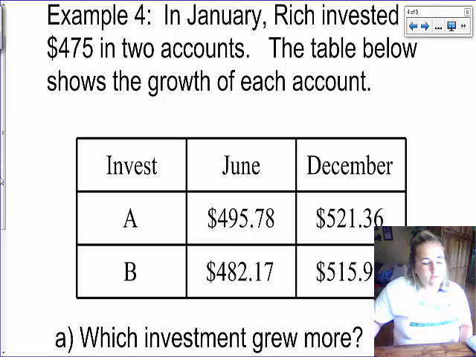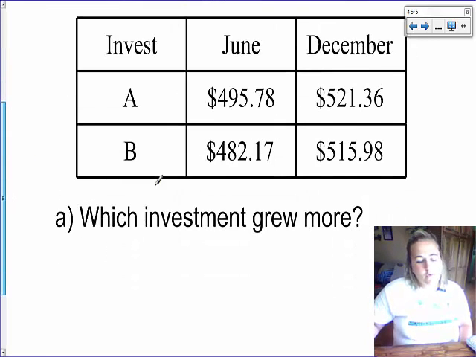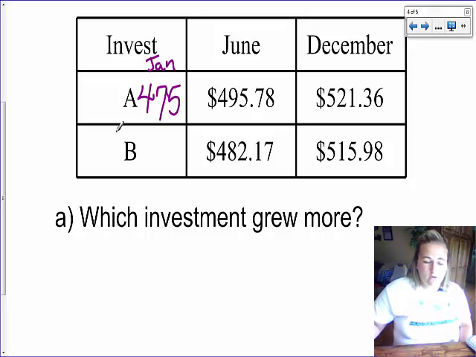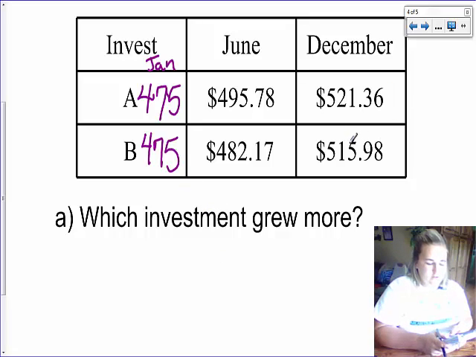So the first question is, which investment grew more? Well, he put the same amount into both accounts, okay? He started over here in January, and he put in $475 into account A, and he put $475 into account B. So which one grew more is pretty obvious. It's going to be the one with the largest number at the end, and in the end the largest number is with investment A. So we would just have to say investment A.